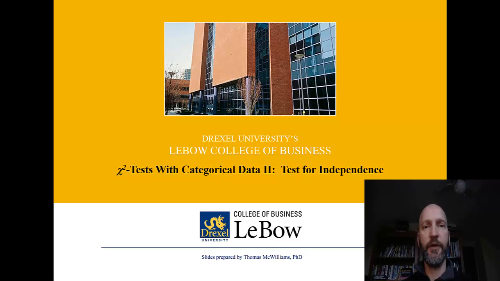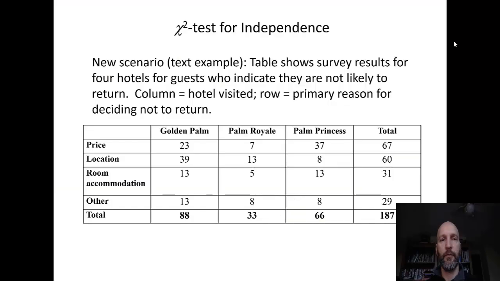In this video, we're going to look at the chi-square test and its use to check for independence between multiple categorical variables. Here's an example from the text that will help us understand what we're doing here. Imagine that there's a hotel chain that has three different hotels: the Golden Palm, the Palm Royale, and the Palm Princess. And when people stay at this hotel, they're asked whether they would return or not.